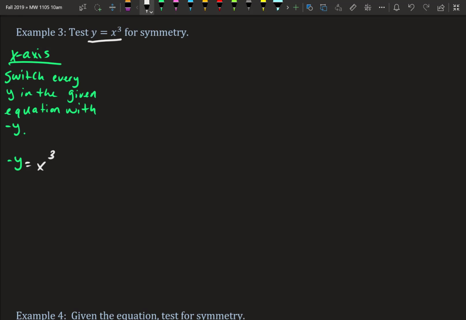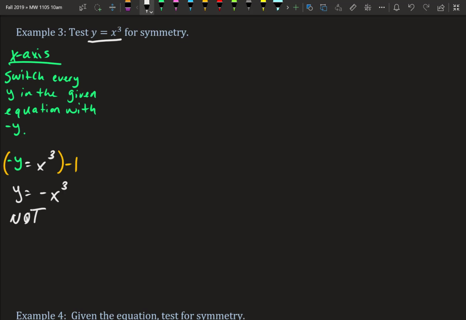What I mean by solve it is that we're not allowed to have -y. That doesn't exist. So we need to solve it, and by doing so, we are going to multiply by -1 to get rid of the negative. So we have y equals -x cubed. Now, if we match it to the given equation, is it identical? It's not. The given equation is y equals x cubed. The equation that we came out with is y equals -x cubed. It's not the same, so it's not symmetric with respect to the x-axis.